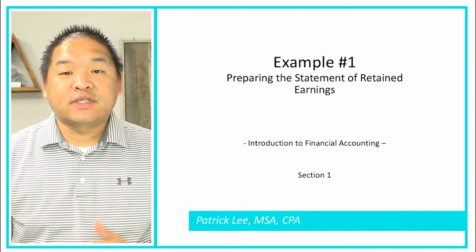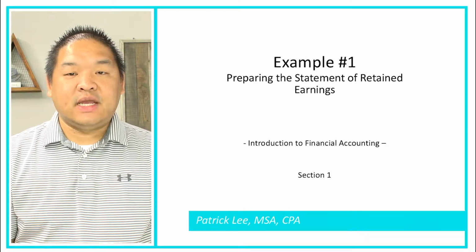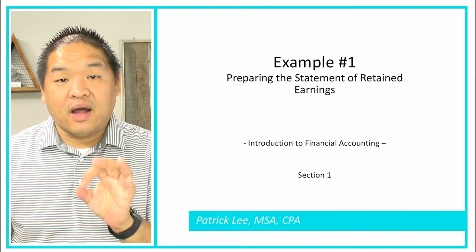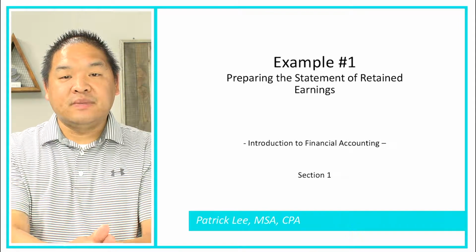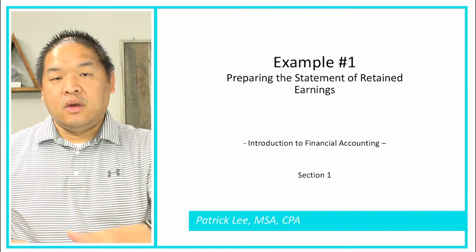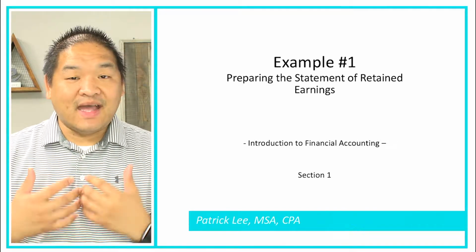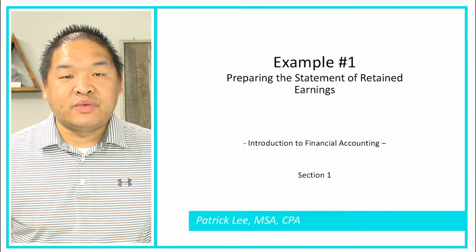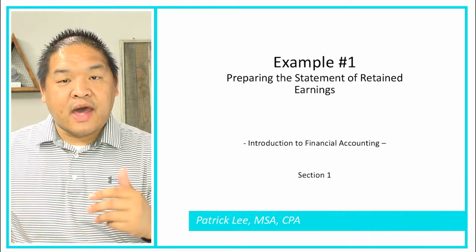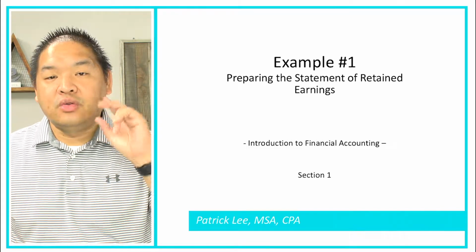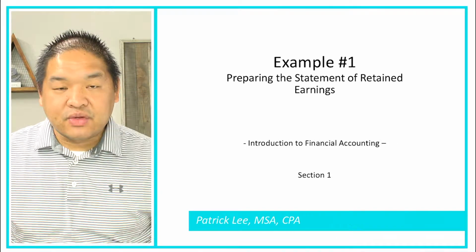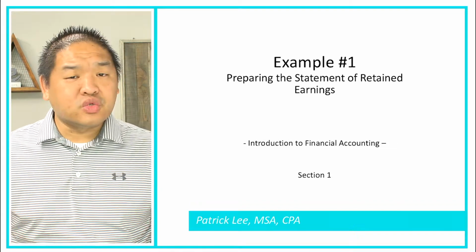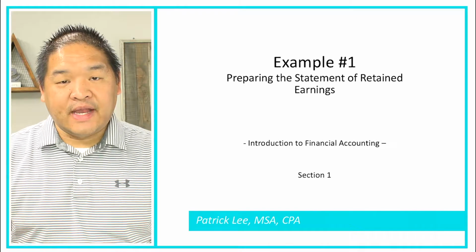So that is our first example here on preparing the statement of retained earnings. As you can see, it's not complex at all. We're just trying to find what our beginning balance is, what's our profit, what's our dividends, and then at the end of the day, how much do we have left in retained earnings? You should also know that at the header, we need to know the who, the what, and the when. So we had Company A, statement of retained earnings, December 31st, 20X1. So we should know that when we're preparing the financial statement.